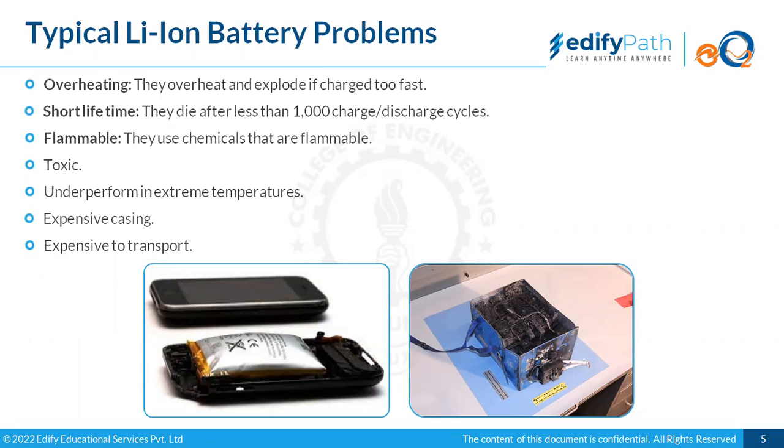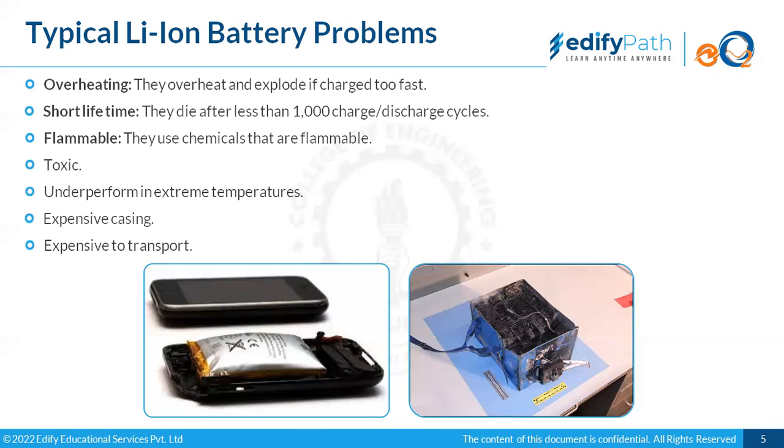Flammable: we have discussed, they use chemicals that are flammable. Lithium is there, and other elements which are flammable. So if at any point of time there is generation of heat, that could create problems in the battery. Toxic: when the battery catches fire, what happens is that the chemicals or compounds used in the cells release harmful gases.